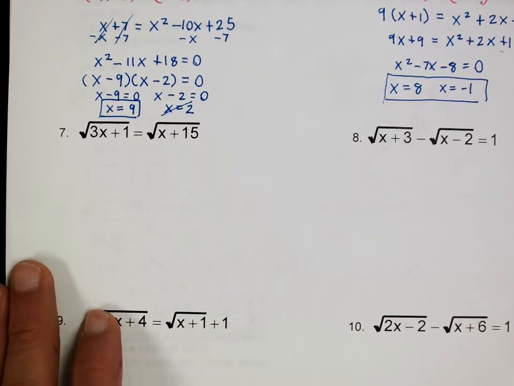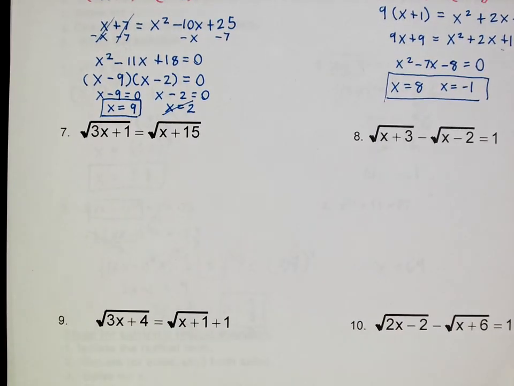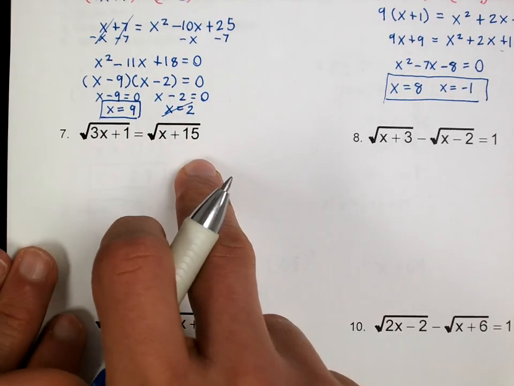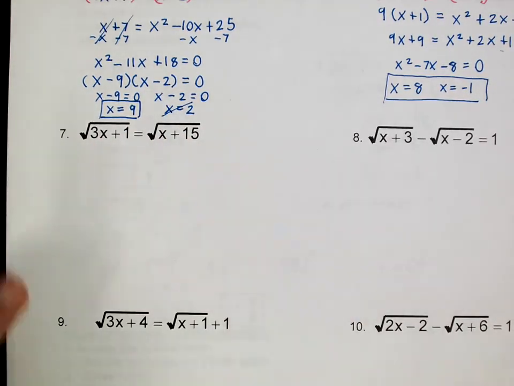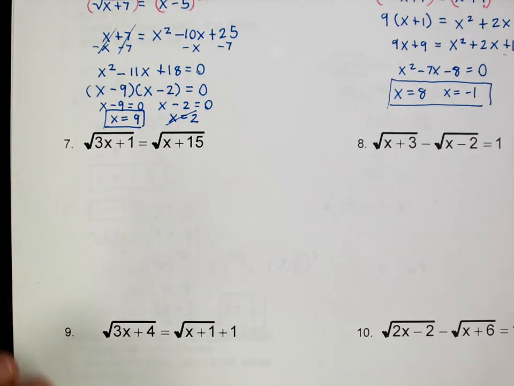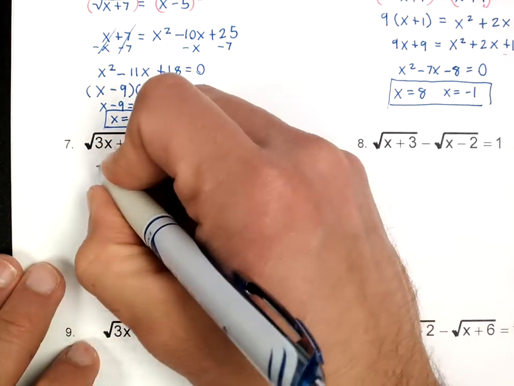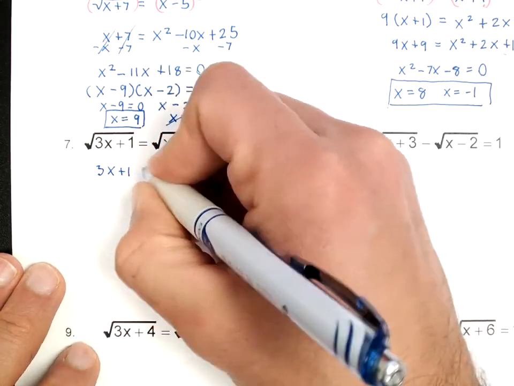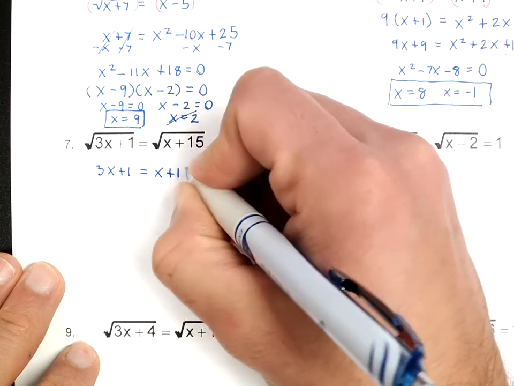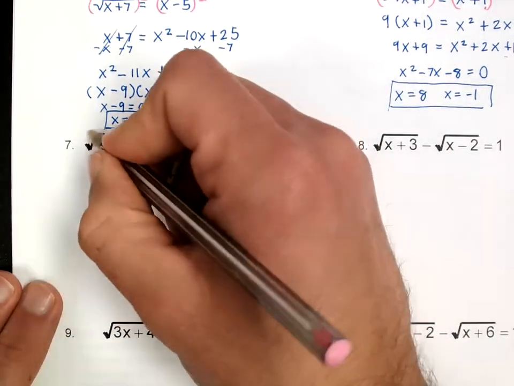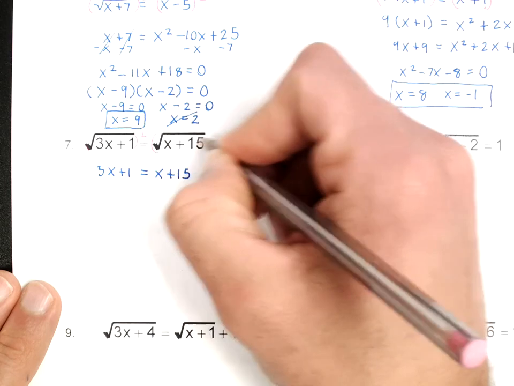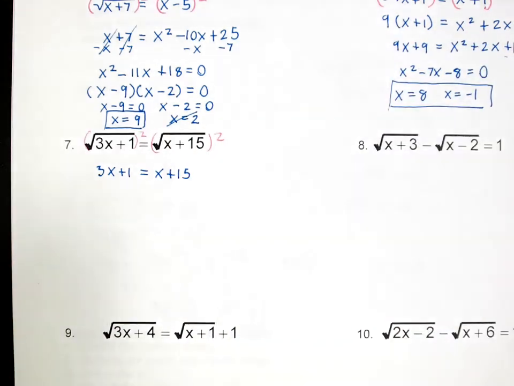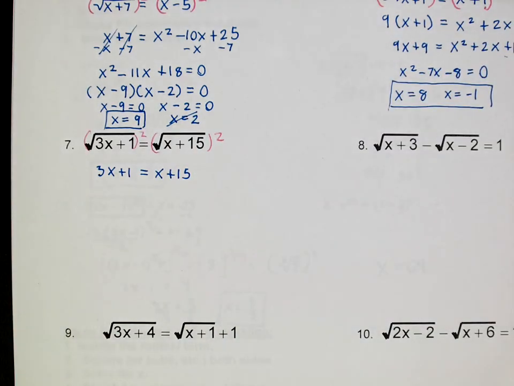So number 7 looks really hard, but it's actually one of the easiest ones you can do. You have a radical here and a radical here, and nothing else. They're just radicals by themselves. So what you do on these is you're going to square both sides. If I square both sides to get rid of the radical, I end up just with the inside. So see, two linear functions, not too bad.